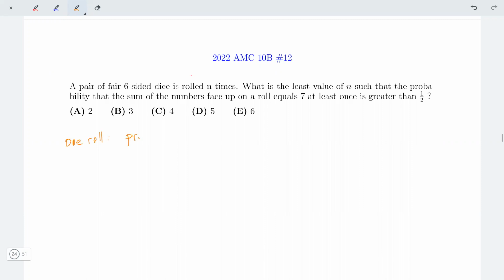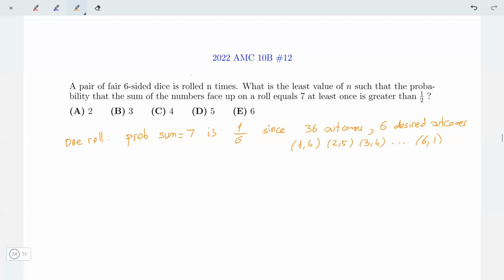The probability that the sum is equal to 7 is 1/6 because there are 36 possible outcomes. And among these, there are 6 desired outcomes which give us sum equals 7. And those are 1, 6, 2, 5, 3, 4, etc.